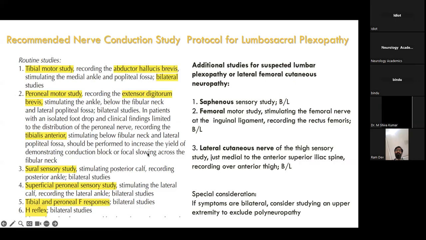This is a recommended protocol for lumbosacral plexopathy. We study the tibial nerve, peroneal nerve, and sural nerve, superficial peroneal, and tibial and peroneal F responses are recorded, along with H reflexes. If upper lumbar plexopathy or lateral femoral cutaneous neuropathy is suspected, additional studies are done: saphenous nerve, bilateral studies, femoral nerve recording from the rectus femoris, and the lateral femoral cutaneous nerve is also studied.